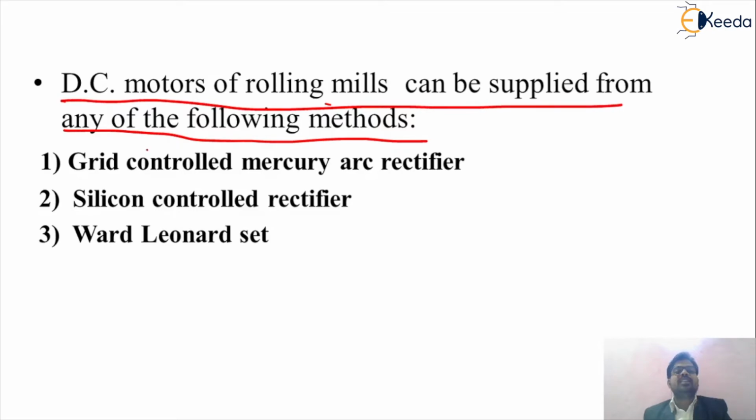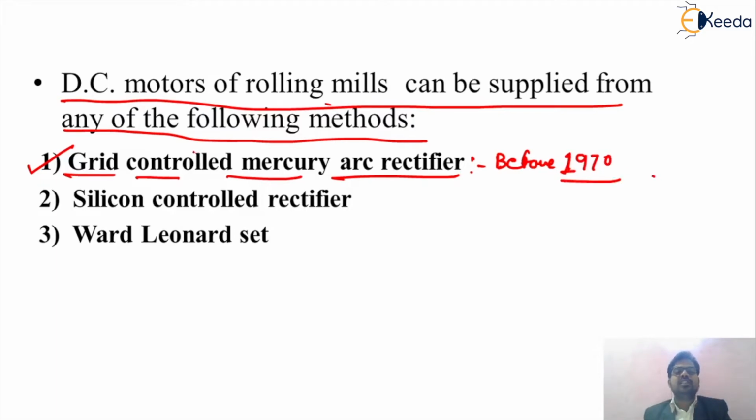So the first method will be the grid controlled Mercury arc rectifier. Friends, before the 1970s, this type of drive or supply system was preferred to operate a DC motor in a steel rolling mill. But nowadays, the grid controlled Mercury arc rectifier has been totally replaced by the SCR controlled rectifier system, because nowadays we are using this type of supply system.